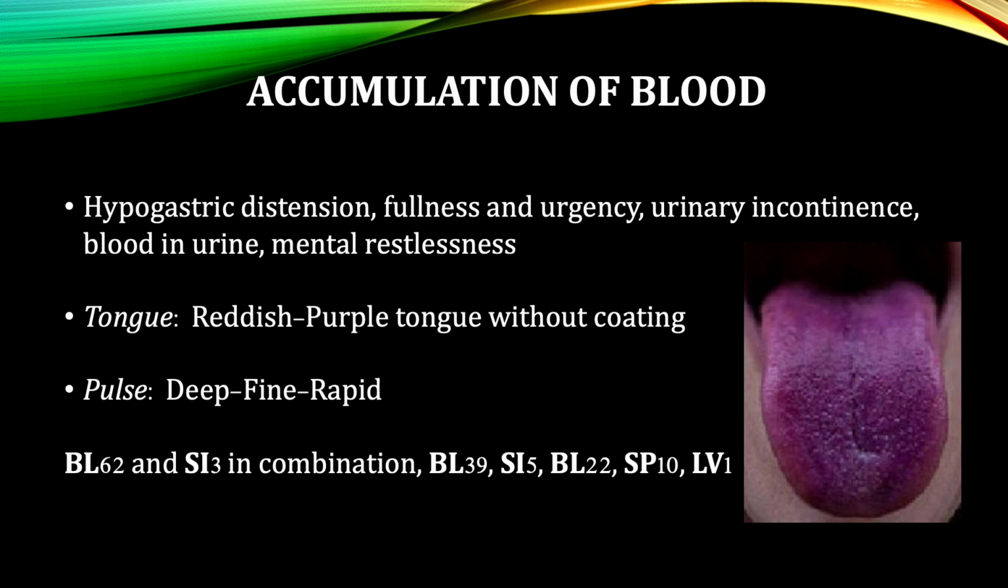Accumulation of blood: hypogastric distension, fullness and urgency, urinary incontinence, blood in urine, mental restlessness. Tongue is reddish purple without coating. Pulse, deep, fine, rapid. Points: Bladder 62 and SI 3 in combination, Bladder 39, SI 5, Bladder 22, Spleen 10, Liver 1.